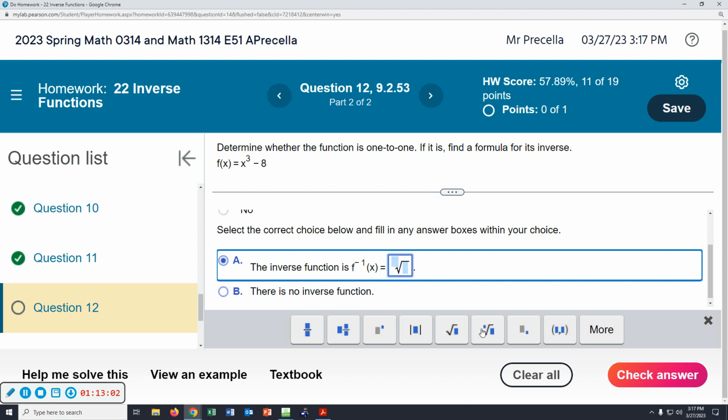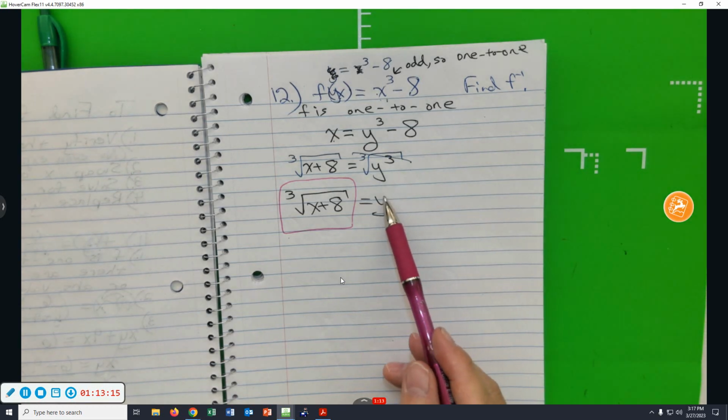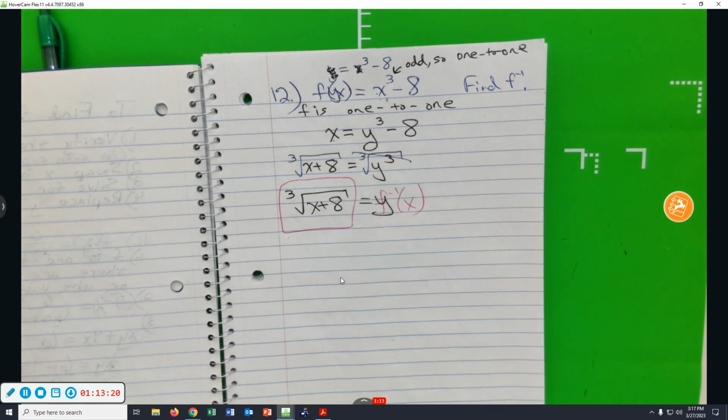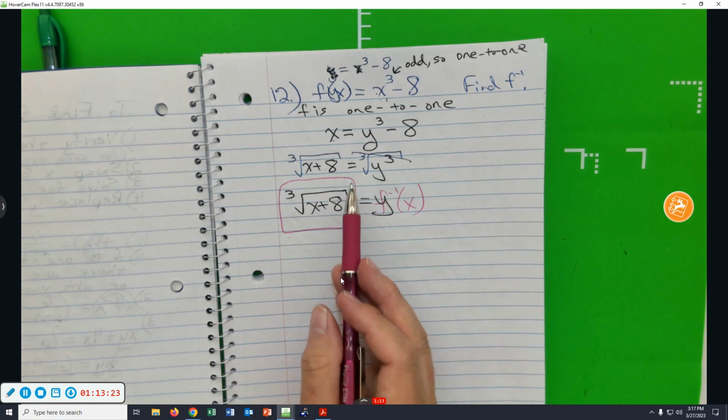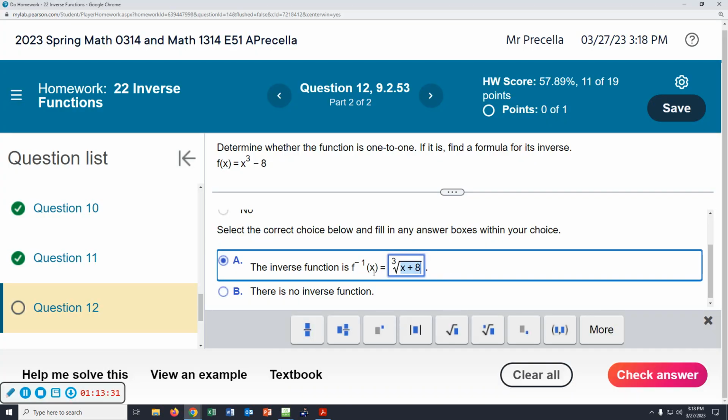So, go back to your notebook really quick, and see how you have your box. You leave the y by itself. MyMathLab is typing in f inverse of x equals for you. The only thing you type in the box is the expression on the other side. Looking here at MyMathLab, notice they have the f inverse of x notation already written for you. You just put in the stuff on the other side: the cube root of x plus 8.